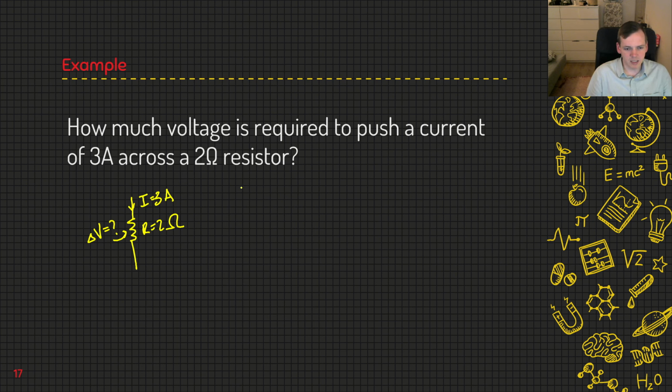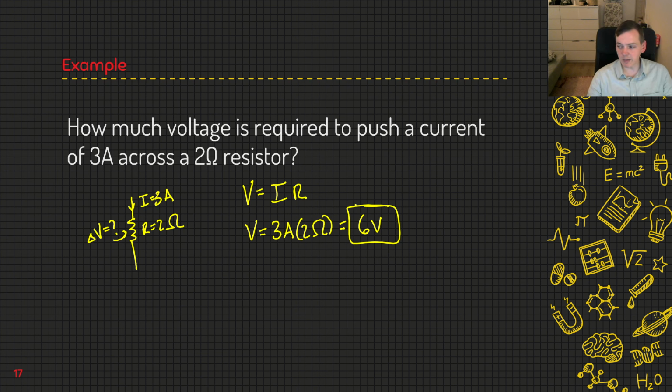And I've actually inadvertently spoiled the answer just by throwing out a random number. But we see that if I calculate that, I get 3 amps times 2 ohms, which gives me 6 volts as my voltage. So that's the basics for Ohm's law. As we use it more and more, you'll get really comfortable with it. But let me know if you have any questions at this point.